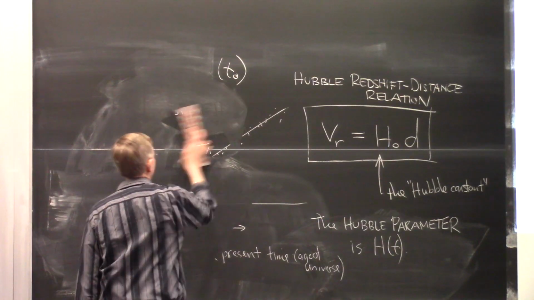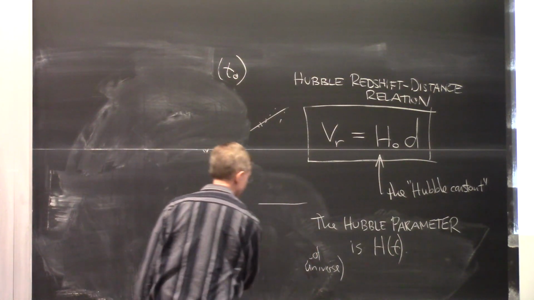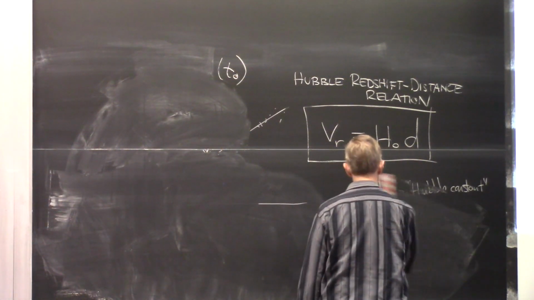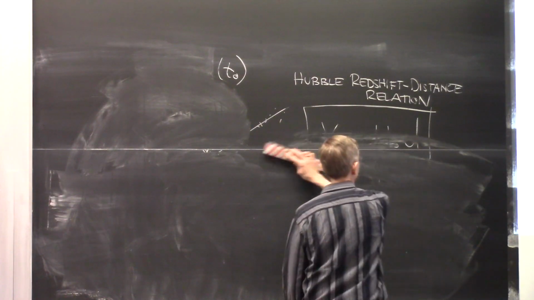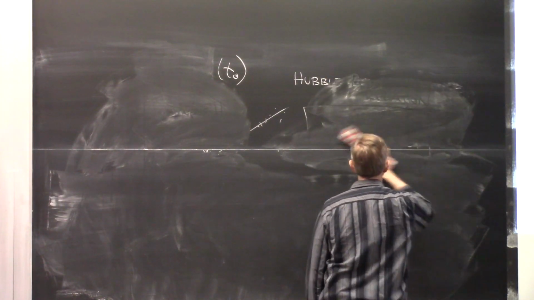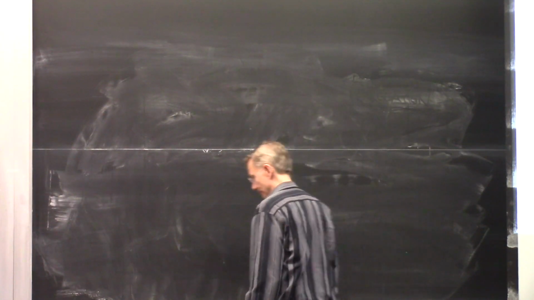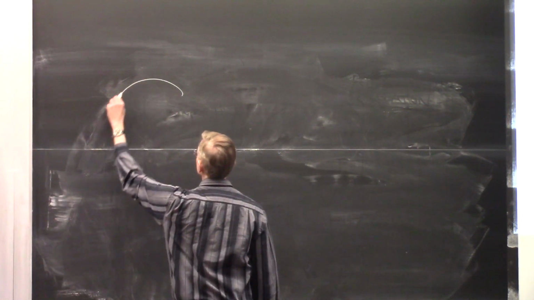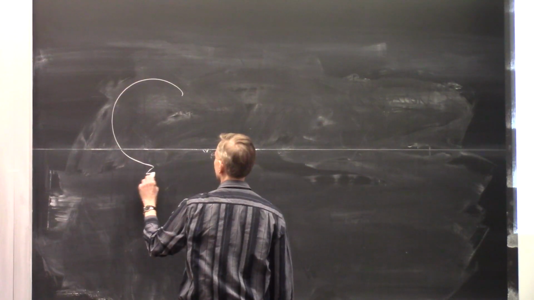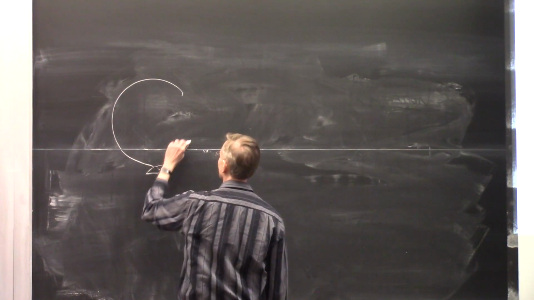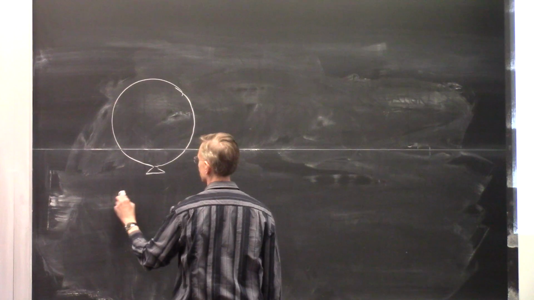So, why does the expansion of the universe stretch out the wavelengths of photons traveling through it? I like to make an analogy with 2 ants crawling along a balloon. So here's a balloon.